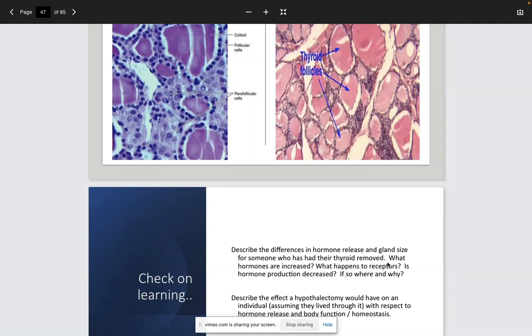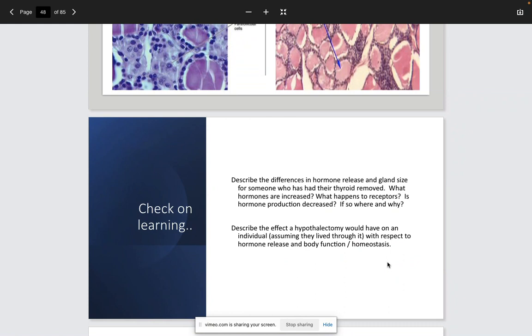No, they're not, right? But what is TSH and TRH? Because they can't produce T3 and T4, what would you guys expect TRH and TSH to be? Well, it would be increased because, again, there is no negative feedback, right? There is no negative feedback. The hormones that would be increased are, again, thyroid stimulating hormone and thyrotropin releasing hormone.